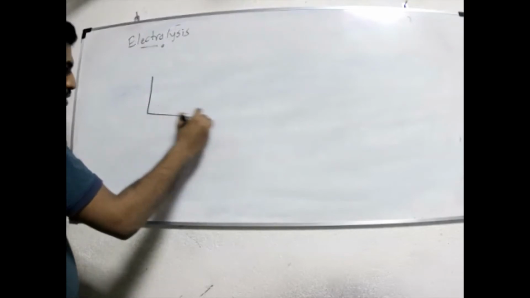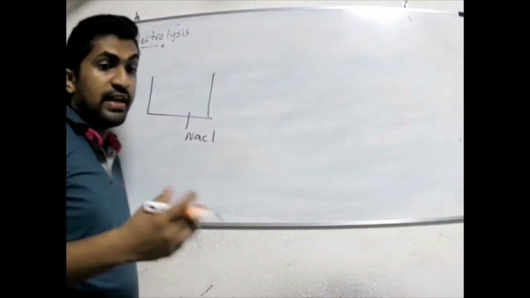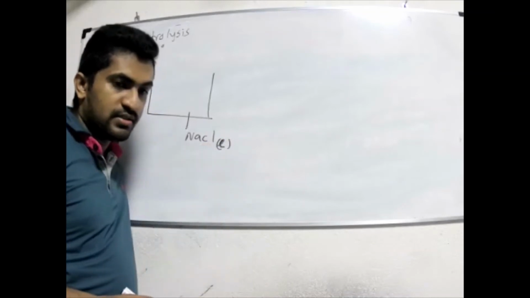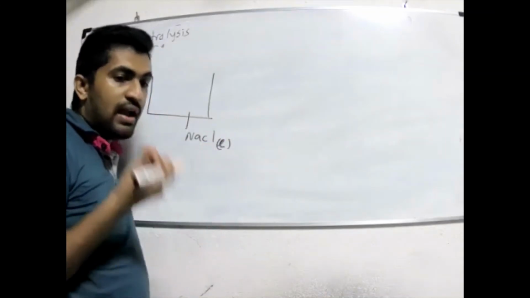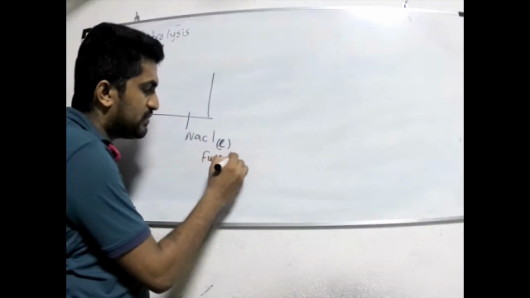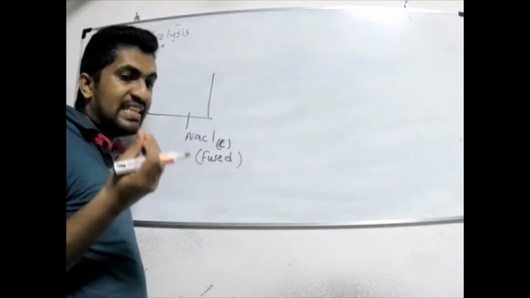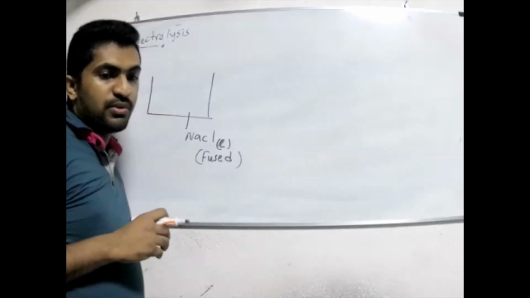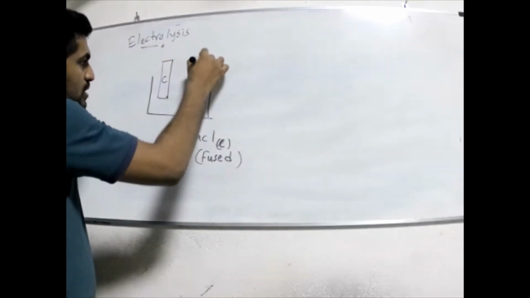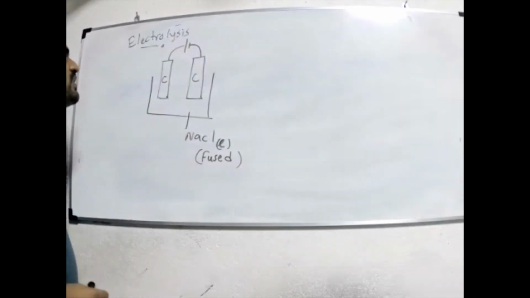So the next one. Here we are using liquid sodium chloride, not aqueous. Liquid means molten sodium chloride. Molten means heated and liquidized, fused. We call it fused sodium chloride, not dissolved in water. Fused means heating and melting. Here also we use two carbon rods, and we are giving electricity like this.